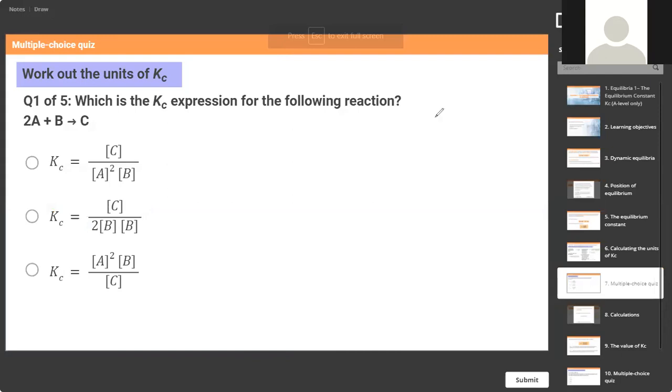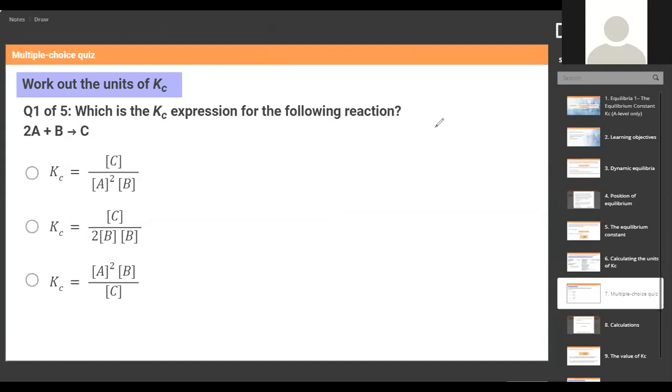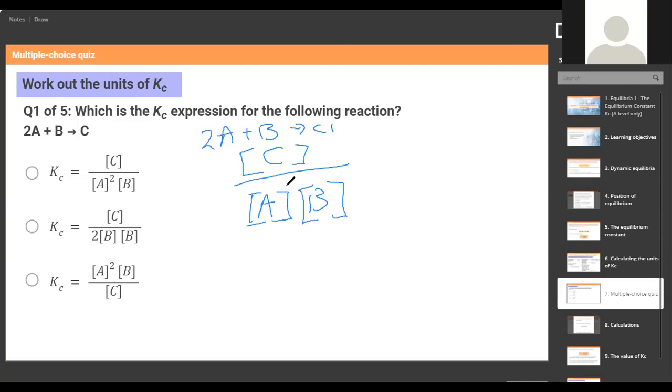So, which is the Kc expression for the following reaction? Well, we know we go with A plus B equals C plus D, but we obviously don't have D in this situation. Our products always go on the top, so C is going to go here. A and B are going to be at the bottom. Now we've got 2 lots of A, so we're going to put A to the power of 2. That should be the top one there. That should be our answer.